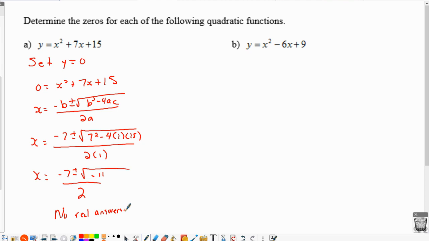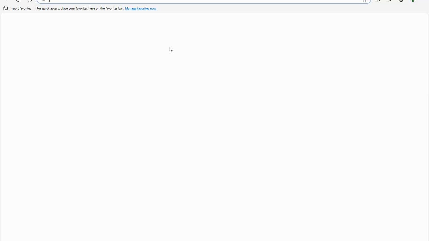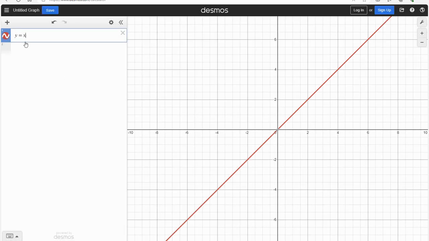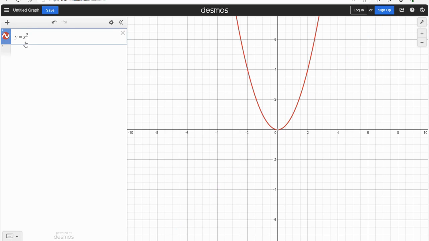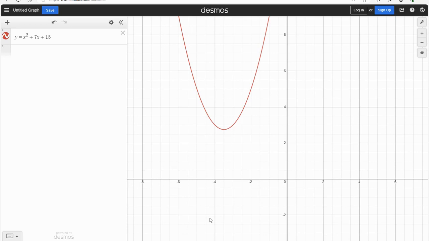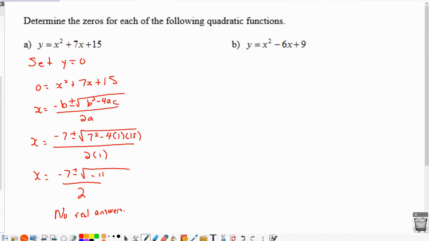X squared plus 7x plus 15. Here's the graph of the situation. When does that parabola equal 0? It never happens. And that's all that's going on here. That's as simple as the situation is. The algebra is telling you there's no way to get a number on that graph that will make the y value equal to 0.